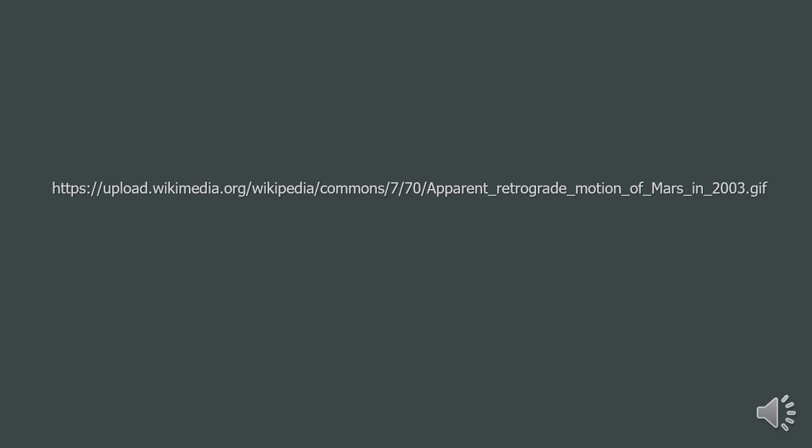So why does retrograde motion happen? Well, retrograde motion only happens with the superior planets. This means the planets further out than us. The reason why this happens is due to us overtaking these planets. That's why retrograde motion does not occur with the inferior planets, because we never overtake them.